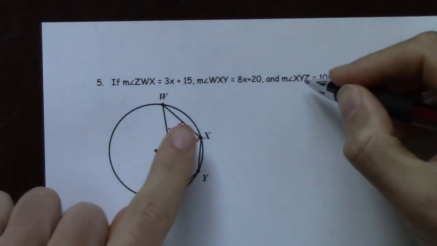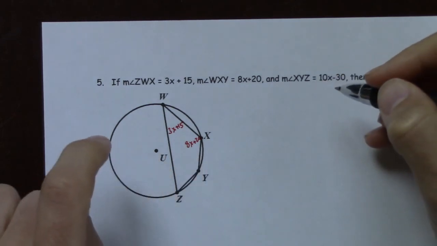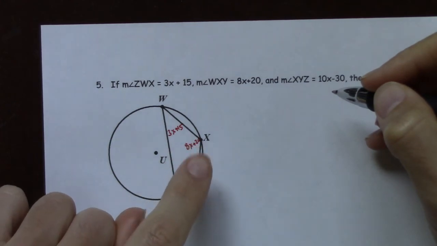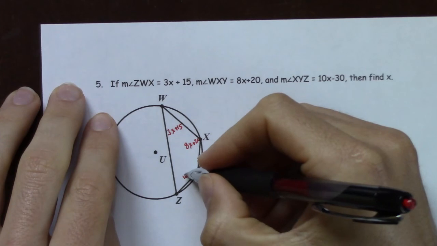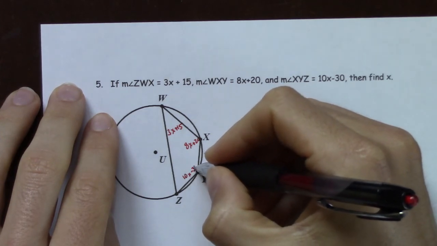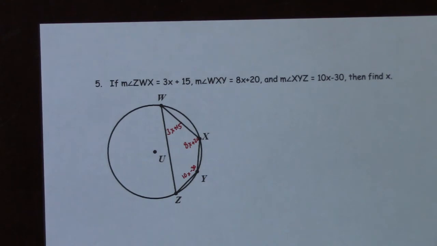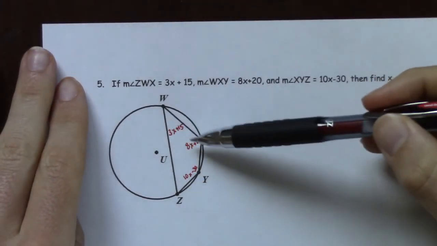And then Y, what is that? Did I do this wrong? XYZ is 10x minus 30. Okay? And we want to find x. And the challenge is, it seems like we don't have enough. Because at face value, it seems like we would need all 4 angles.